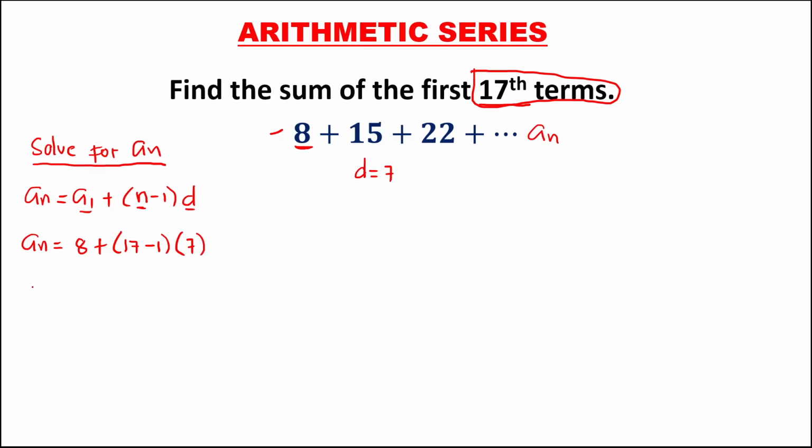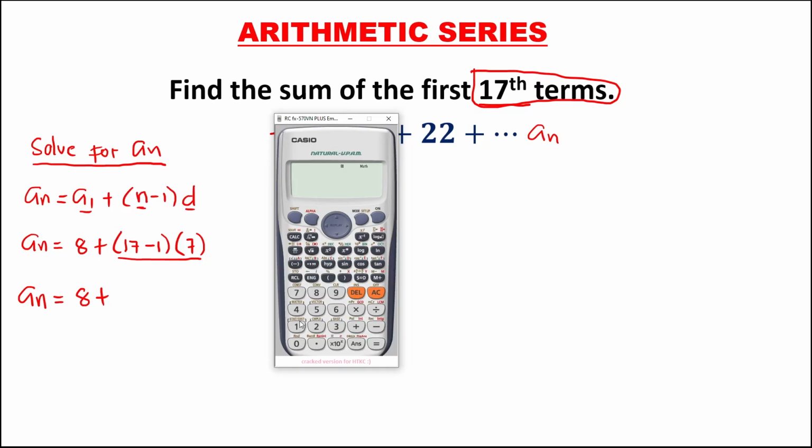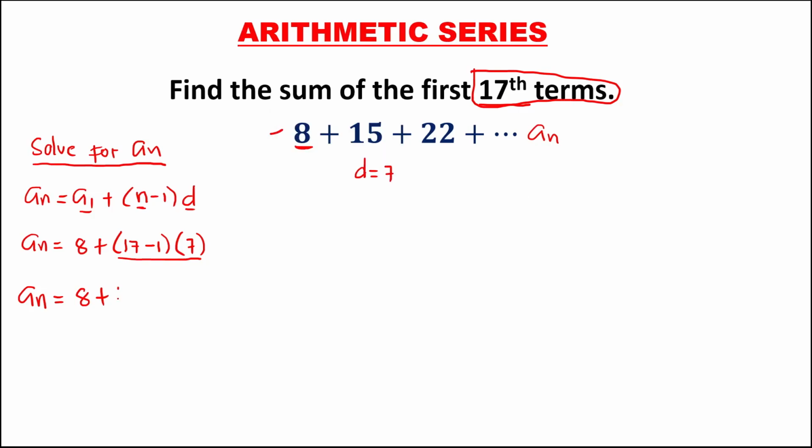Then to simplify, we have a sub n equals 8, plus this 17 minus 1, that's 16. And 16 times 7, so that's 17 minus 1, that's 16, and then times 7, so this is 112. So we have 112.